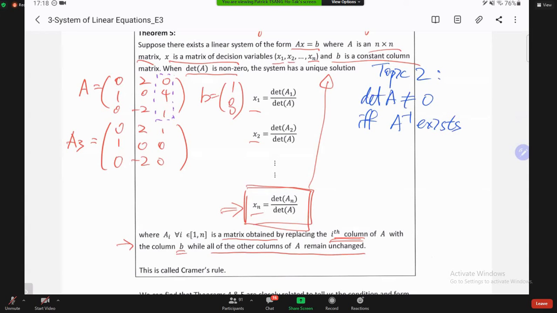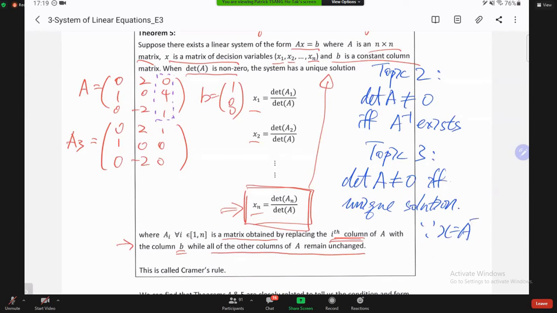In topic 3, what we just mentioned is that determinant A doesn't equal 0 if and only if there is a unique solution, because X equals A inverse B, right? So at this moment, I hope you can connect the different topics. Actually, they refer to the same thing. Determinant A doesn't equal 0. Of course, A inverse exists.